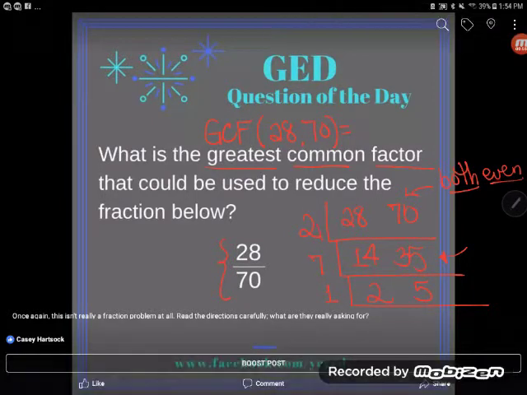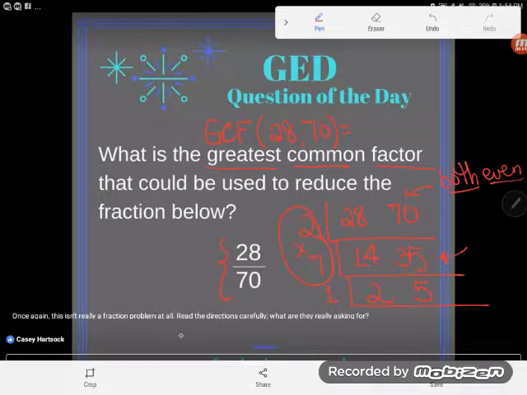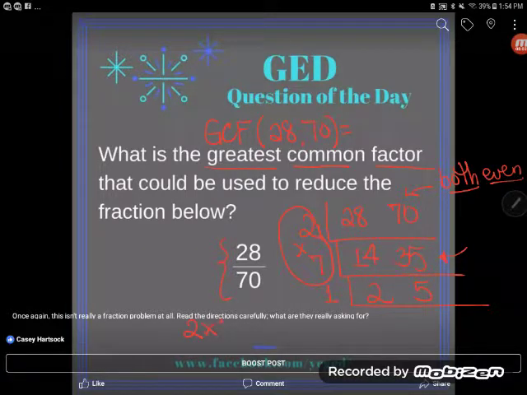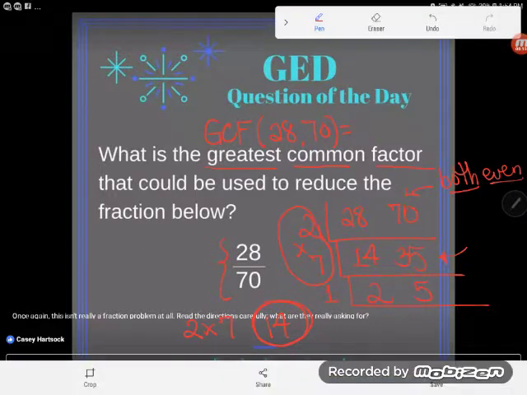And so really, the only important factors here are 2 and 7. So I pulled them out through division. I'll put them back together through multiplication. So my greatest common factor is a 2 and a 7. They have both a 2 and a 7 in common. So it'll be 2 times 7, or 14. So the greatest common factor that could be used to reduce this fraction is 14.